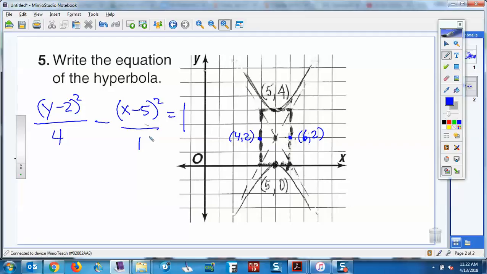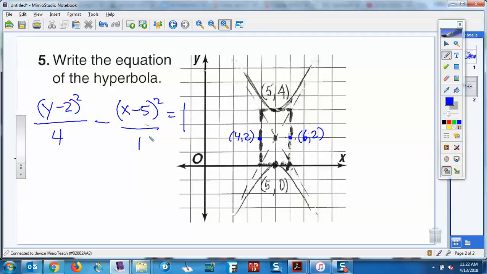Yes? I guess I just have a question, like what does the box really mean? Well, the box is there to get the asymptotes. Oh. Okay, so let's talk about that again. The box is there so then you can draw the diagonals of the box, which are the asymptotes.